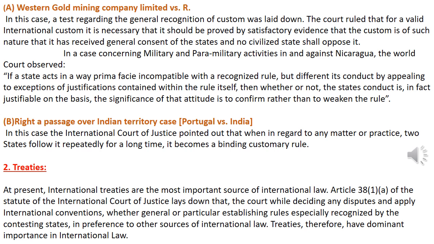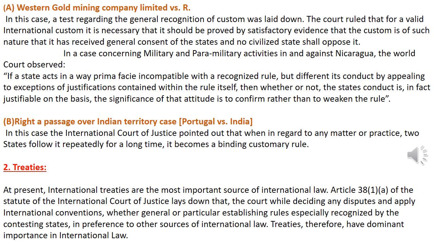In the case of Military and Paramilitary Activities in and against Nicaragua, the World Court observed that if a state acts in a way prima facie incompatible with a recognized rule, but defends its conduct by appealing to exceptions or justifications contained within the rule itself, then whether or not the state's conduct is in fact justifiable on that basis, the significance of that attitude is to confirm rather than to weaken the rule. So in this case, there was a recognition of custom as a source of law.